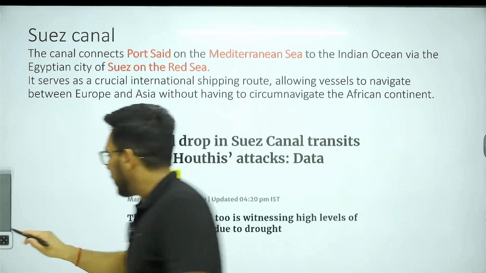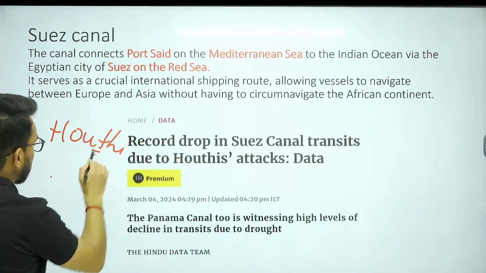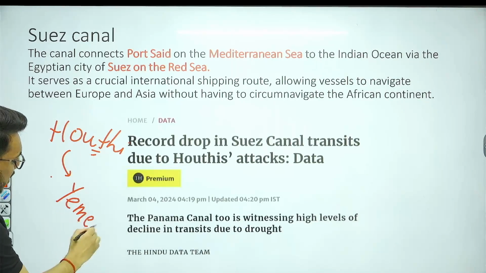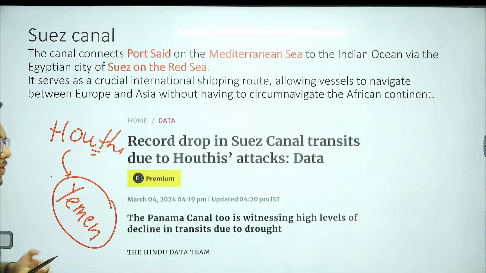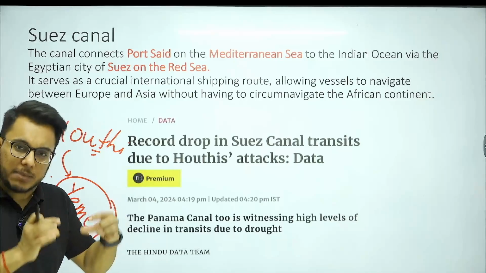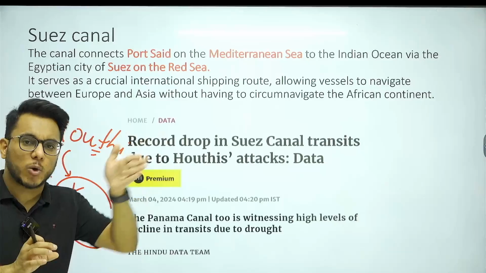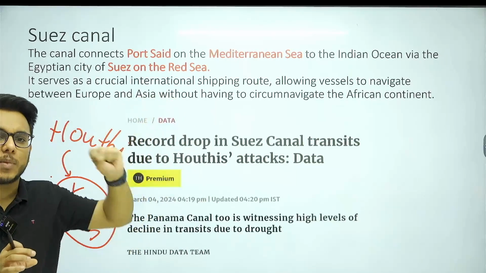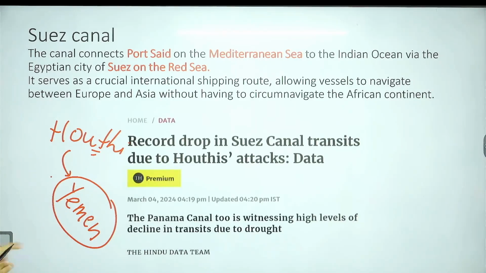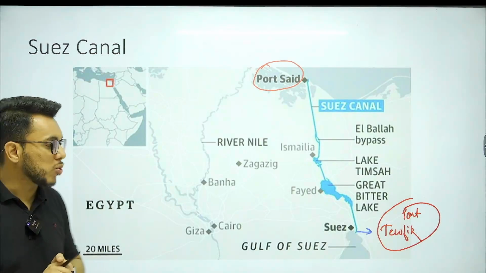Now, when we talk about the Houthis, Houthis is a militia group which is based in Yemen. They are attacking ships which are going to Israel or coming from Israel, and because of this, a large number of ships, rather than taking the Suez Canal route, are taking the route from Cape of Good Hope, that is across Africa. So Suez Canal has been in news. Let's discuss important geographical aspects with respect to Suez Canal.